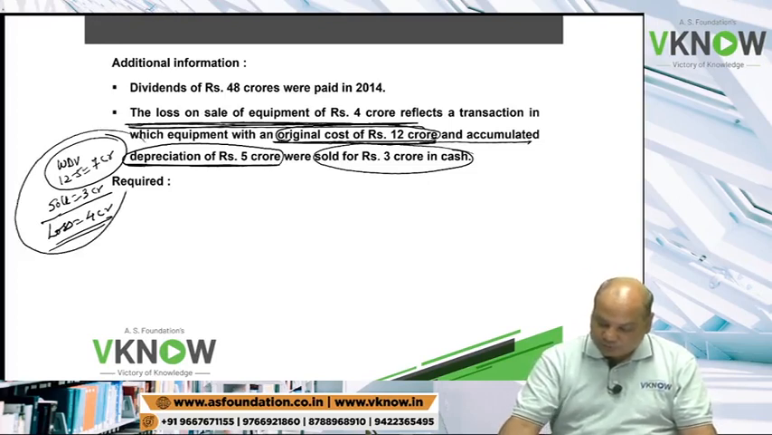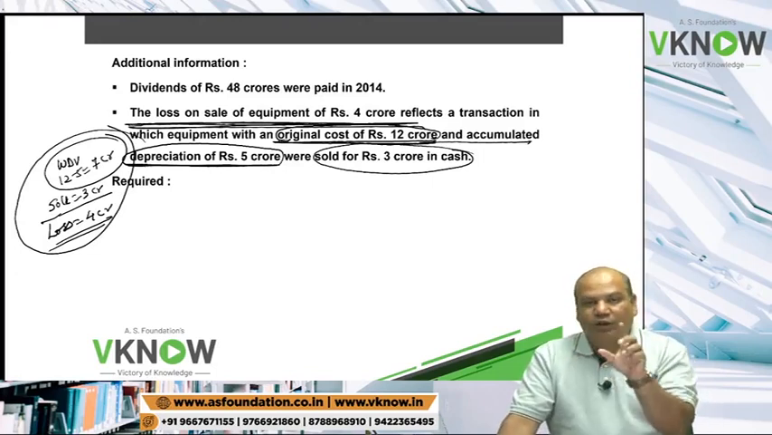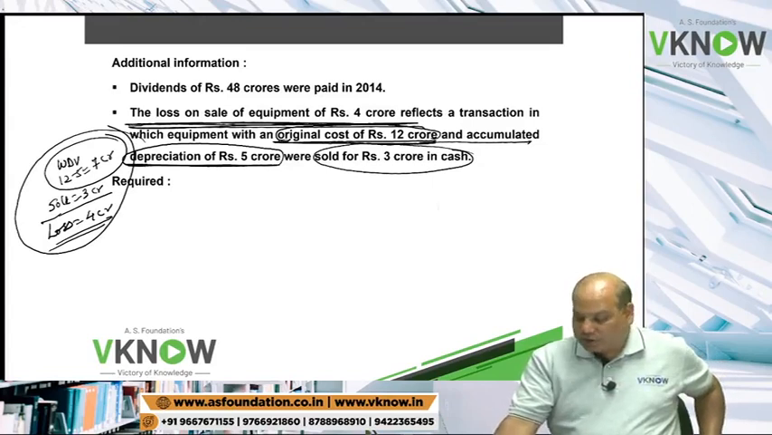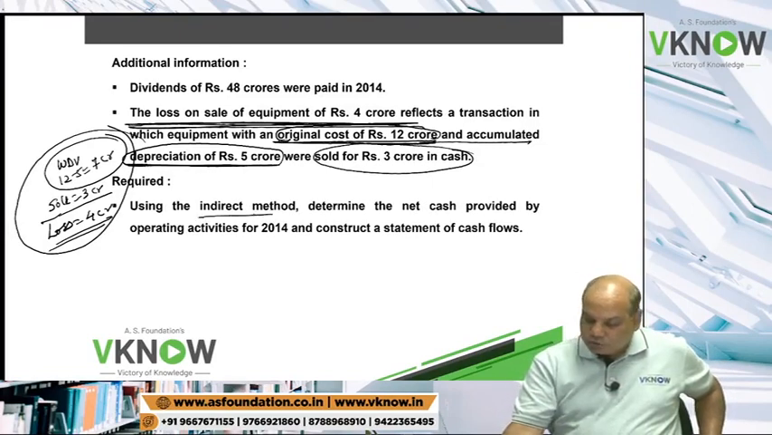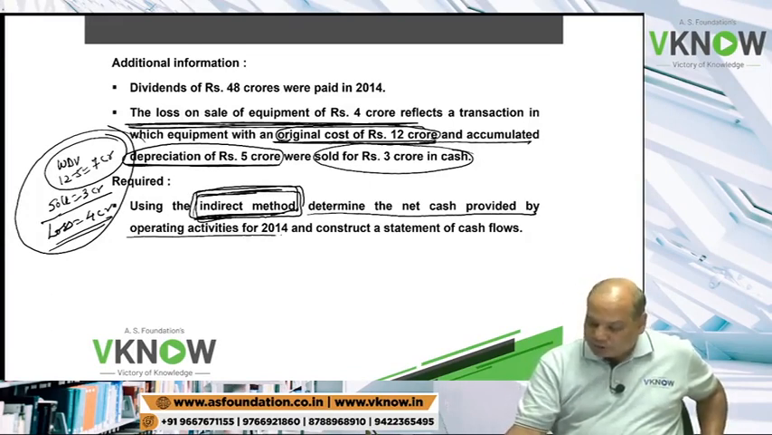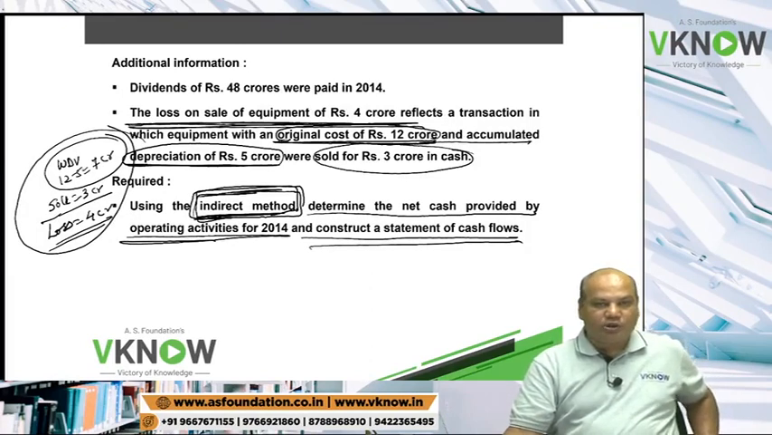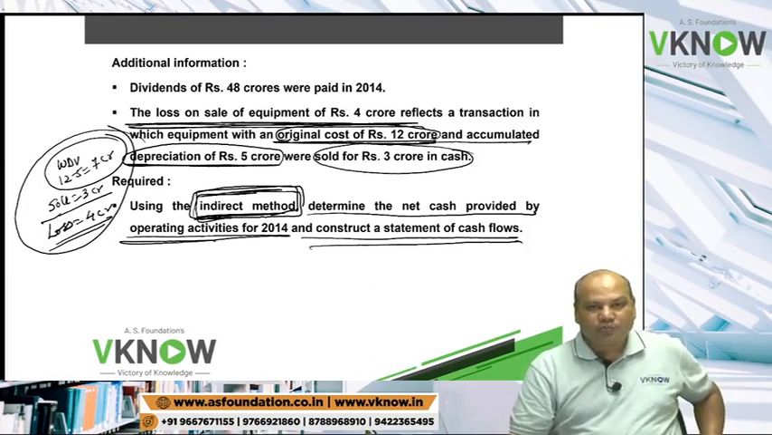So this adjustment we know how to do. In the past 3 or 4 questions, we have done the adjustment for loss on sale of fixed asset. Required, using the indirect method, underline, using indirect method: determine the net cash flow from operating activity and construct a statement of cash flow. It means you have to prepare the cash flow statement also. The full cash flow statement I have to prepare.